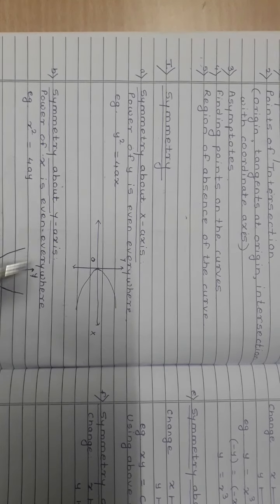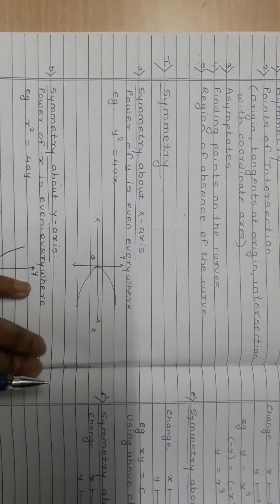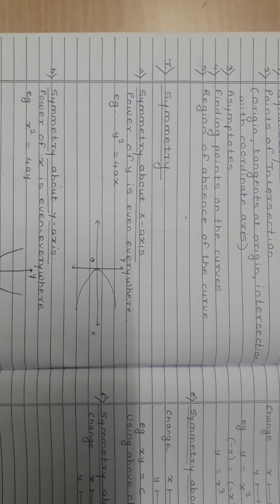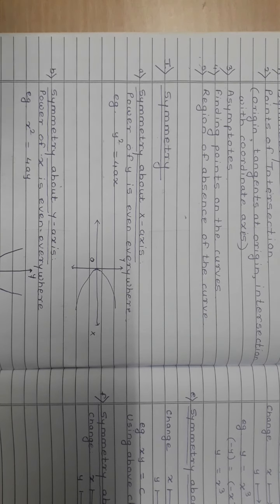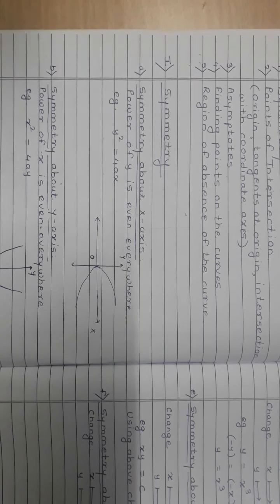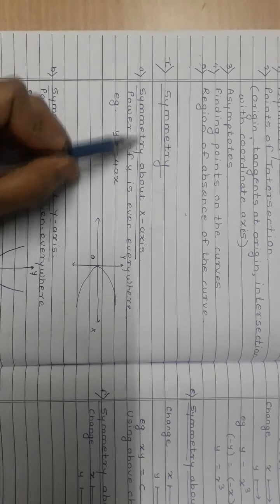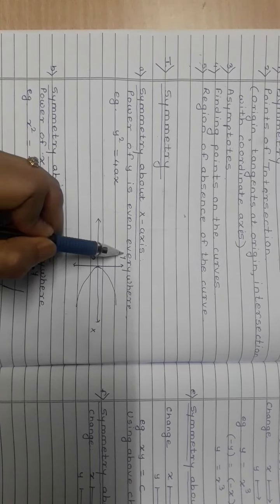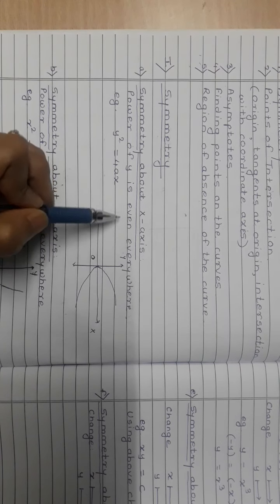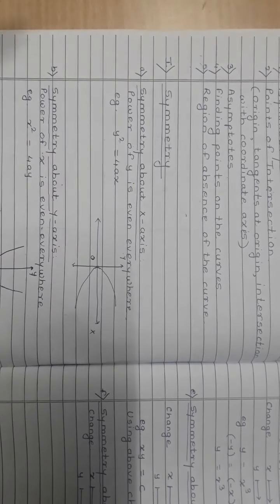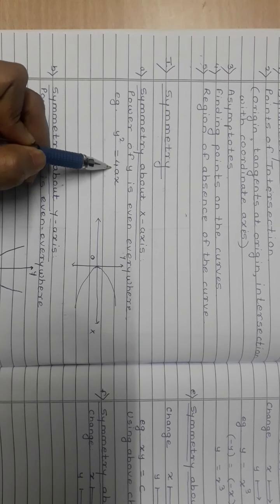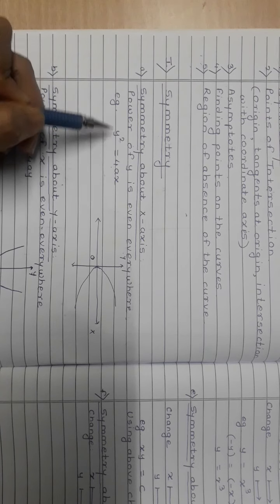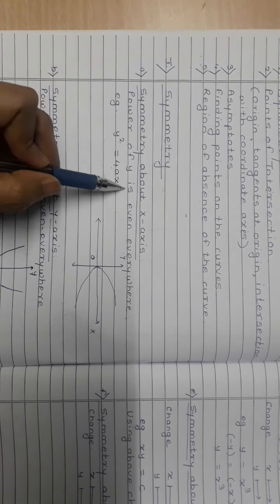Okay, the first thing in symmetry: whenever some curve is given, I am going to check the power of x or the power of y. Now note what I mean by symmetric about the x axis. If the power of y is even everywhere, then that curve is symmetric about the x axis. For example, if I consider the curve y square is equal to 4ax, note that the power of y is 2 and the power of x is 1 here.